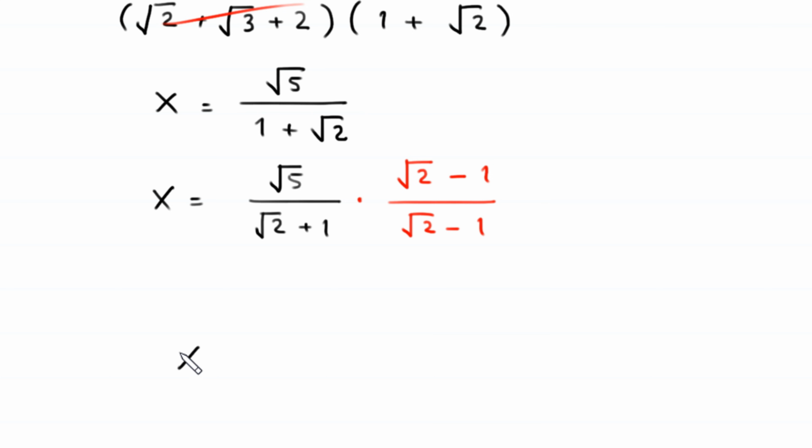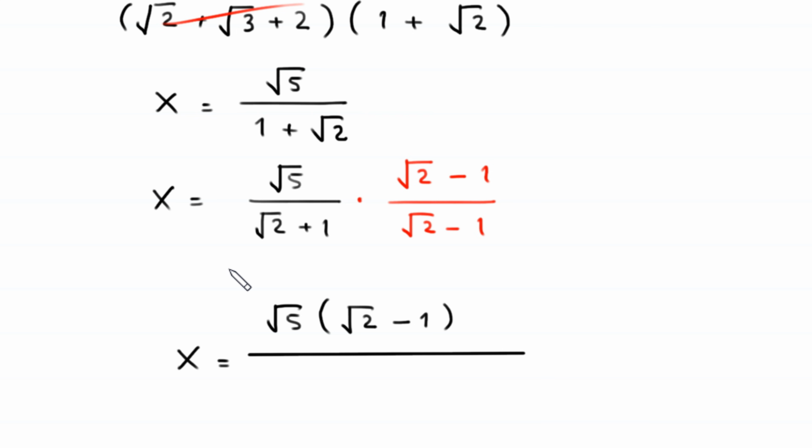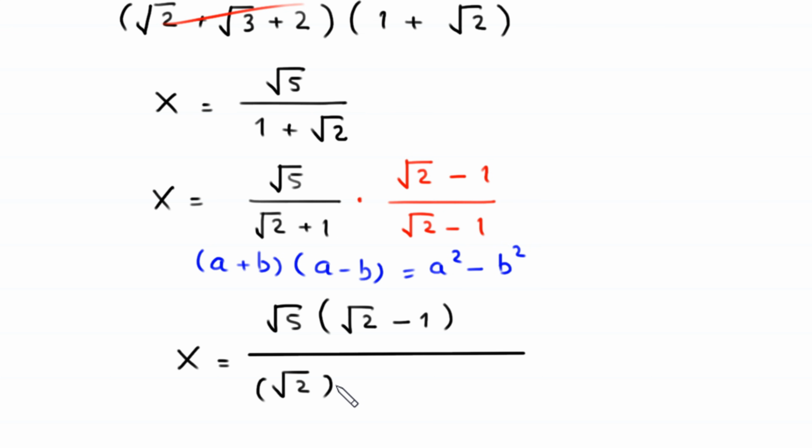So this will become x is equal to, we multiply this root 5 by this root 2 minus 1. This will become root 5 times root 2 minus 1 divided by using this algebraic identity a plus b times a minus b is equal to a squared minus b squared. This root 2 plus 1 times root 2 minus 1 will become root 2 squared minus 1 squared.